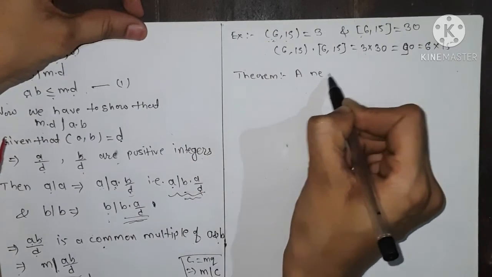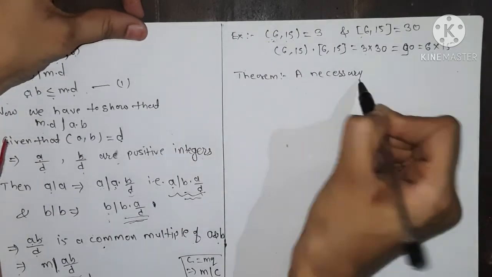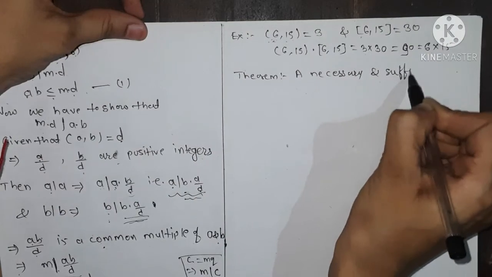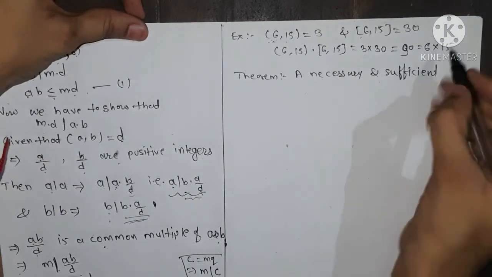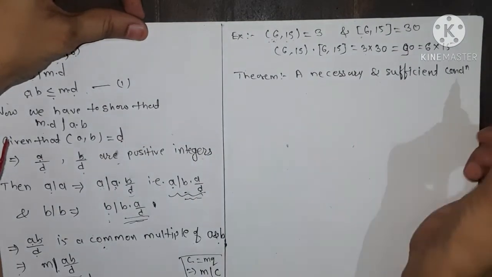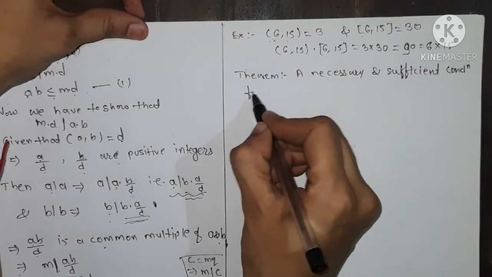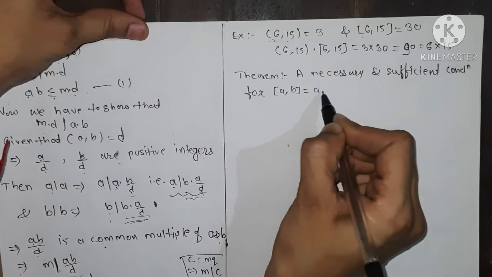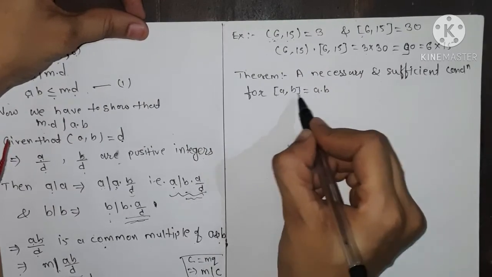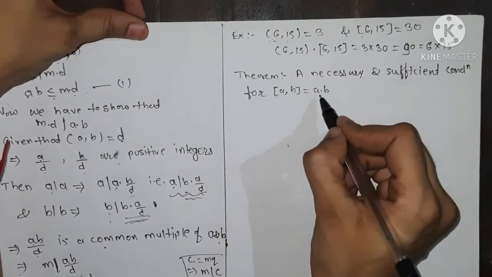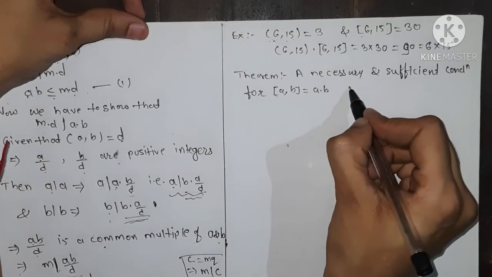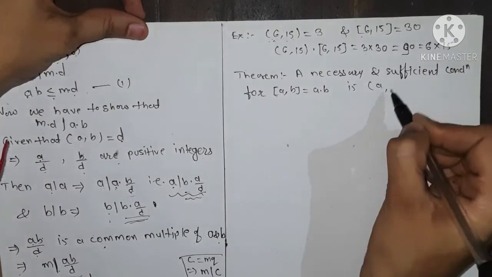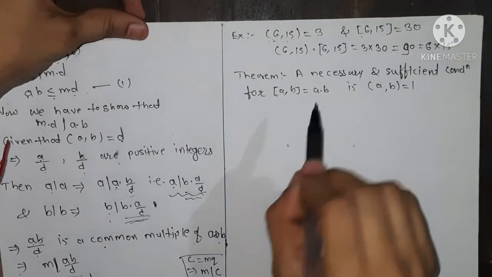A necessary and sufficient condition for the LCM of A comma B to equal A into B is that the GCD of A comma B is equal to 1.